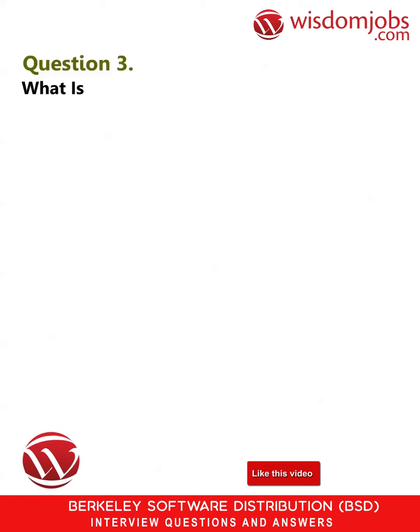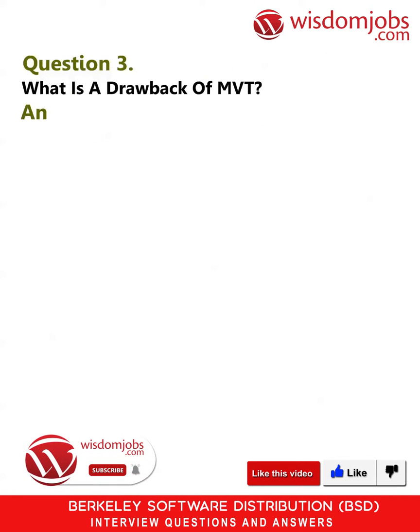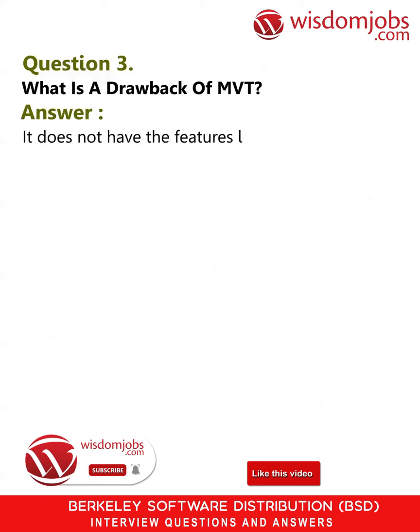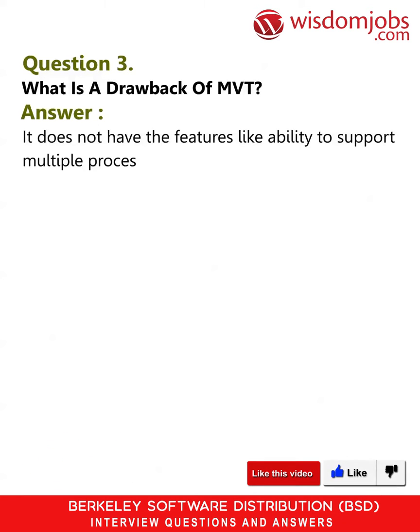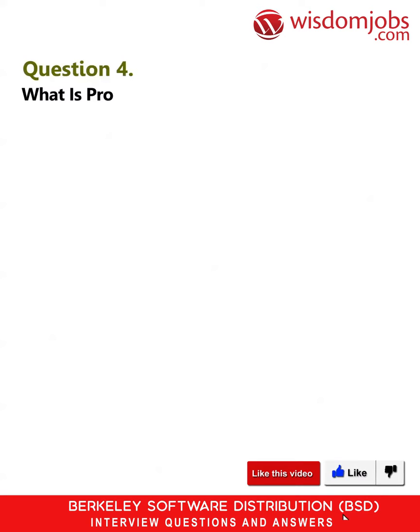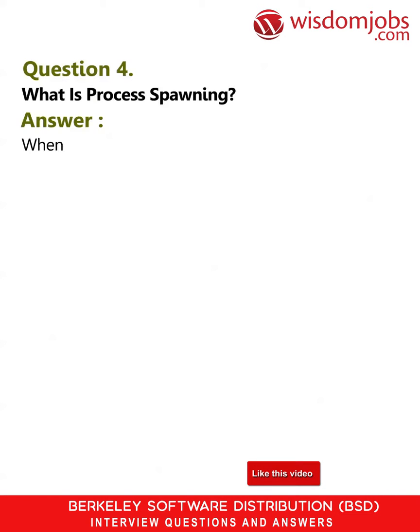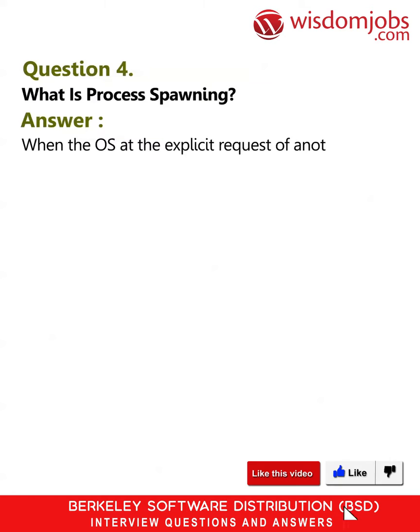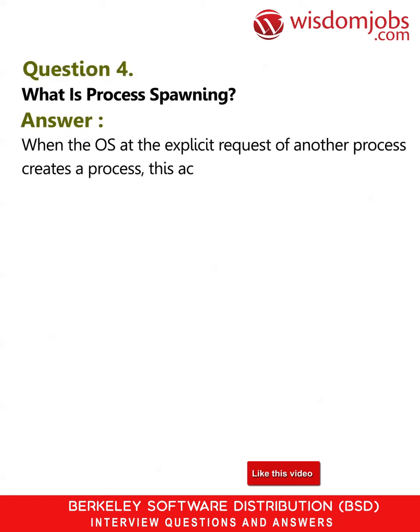Question 3. What is a drawback of MVT? Answer: it does not have features like the ability to support multiple processors, virtual storage, and source-level debugging. Question 4. What is process spawning? Answer: when the OS, at the explicit request of another process, creates a process. This action is called process spawning.